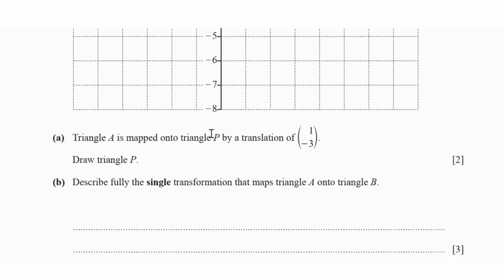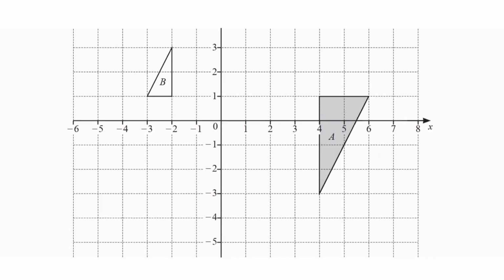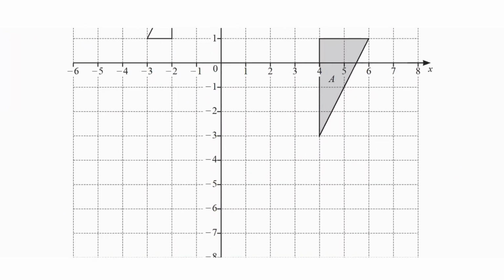Question 6 is triangle A is mapped onto triangle P by a translation of (1, -3). Draw triangle P. So for (1, -3), we have these 3 points on triangle A. So (4, 1) will become (5, -2).